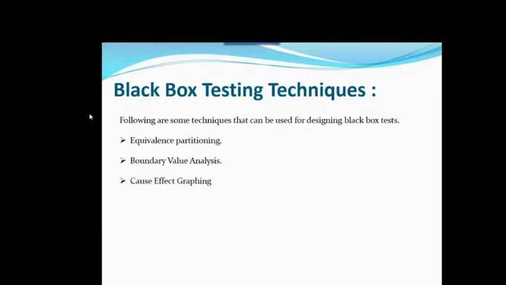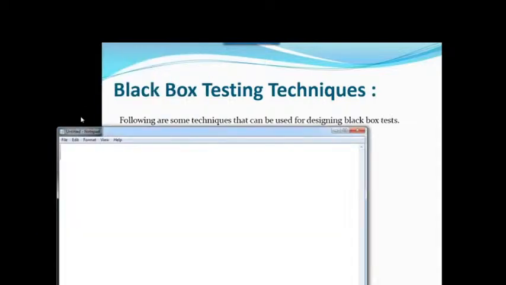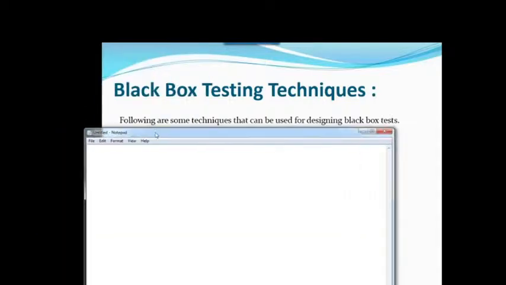While you are doing black box testing, we follow some techniques: equivalence partitioning, boundary value analysis, cause effect graphing. We will discuss all of these later when the project comes. But I want to give you one example of one of the most important ones, boundary value analysis. So suppose the requirement is this.